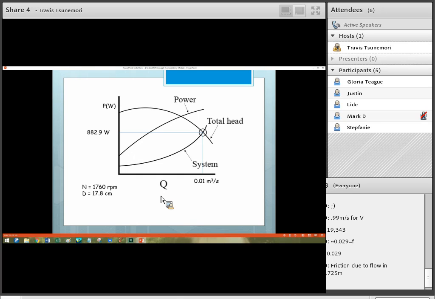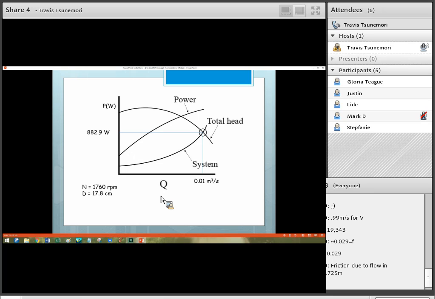Now, the pump affinity laws on page 106 are only for changing one parameter at a time, one property at a time. So you could change the diameter, but a lot of times we want to change more than one. Okay, but let's do this example.